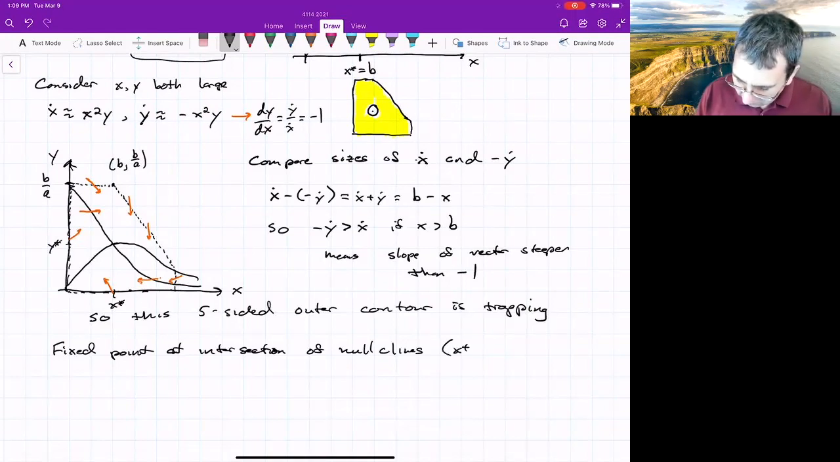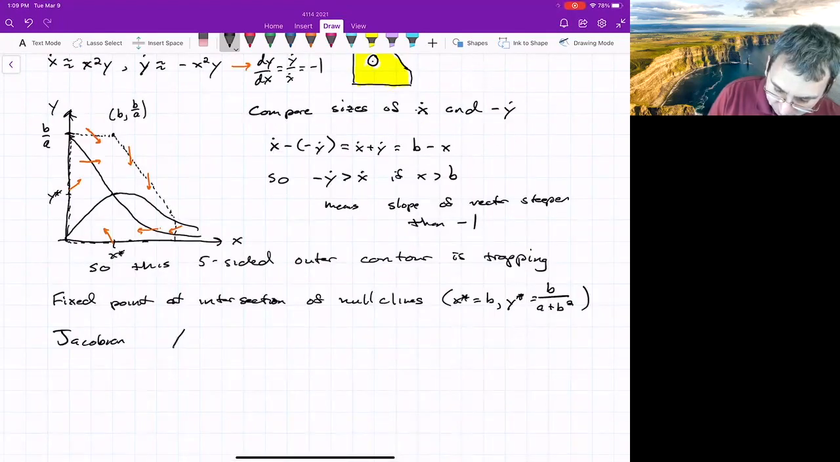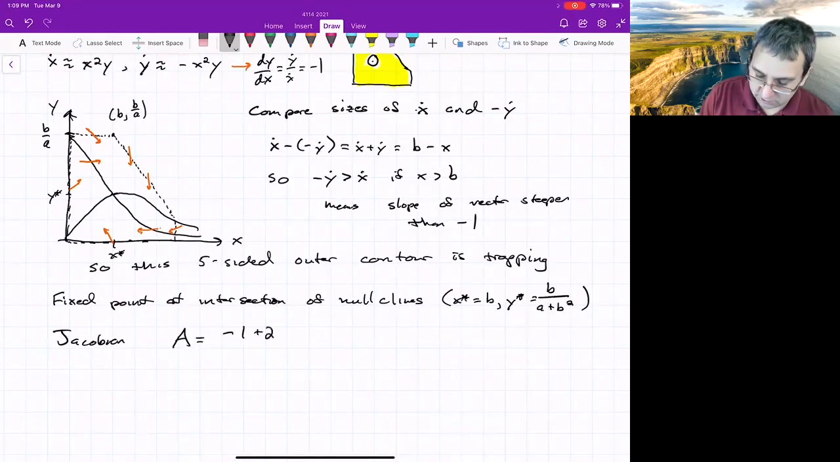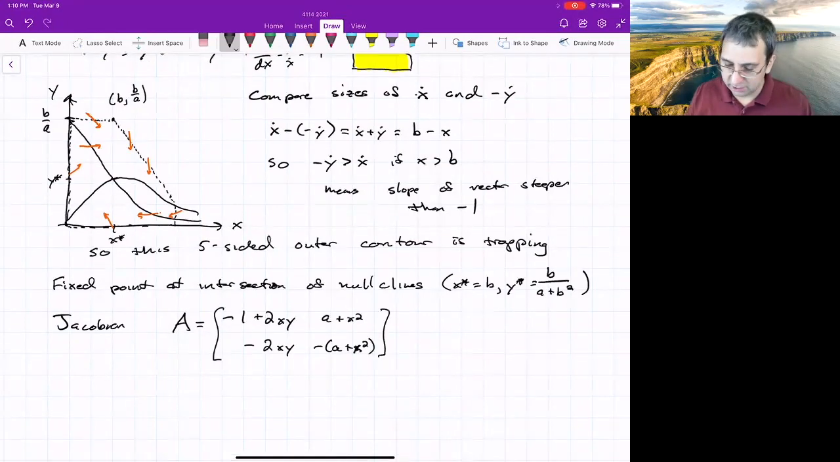We have x star equals b, y star equals b over a plus b squared. Now what do we need to do? If we were to get the Jacobian matrix for our nonlinear system, the Jacobian at any point is -1 plus 2xy, a plus x squared, -2xy, -a plus x squared.